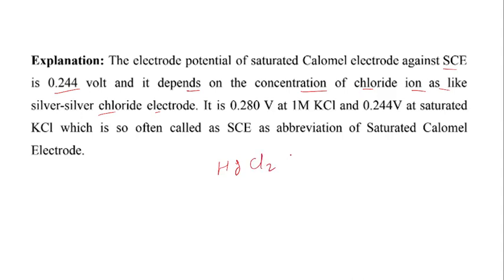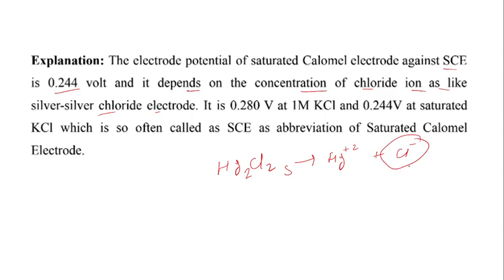Hg2Cl2 is calomel. When it is converting to Hg plus 2, it is solid.